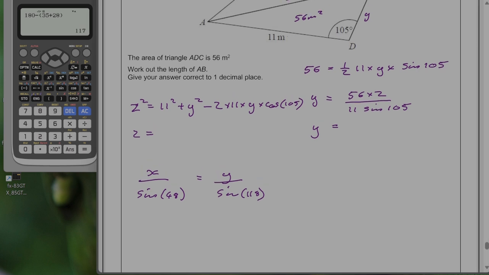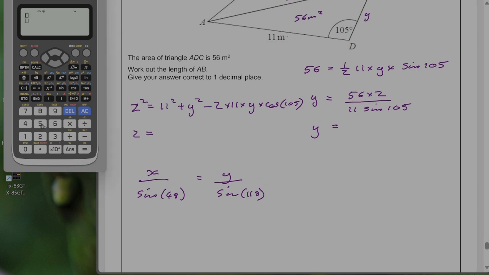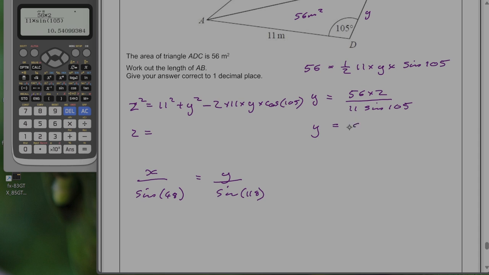Right, so let's do that then. So 56 times by 2 divided by 11 times by sine of 105 gives us 10.540 dot dot dot.